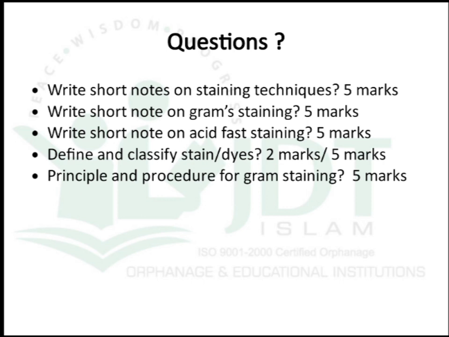And define and classify stain. We have to define stain and enlist the different parts of stain, auxochrome and chromophore, and we have to classify the stain, acidic stain and basic stain, with examples. Now, principle and procedure for Gram staining for 5 marks.